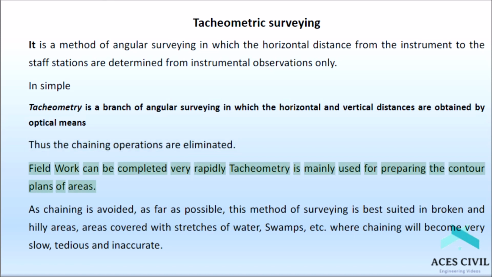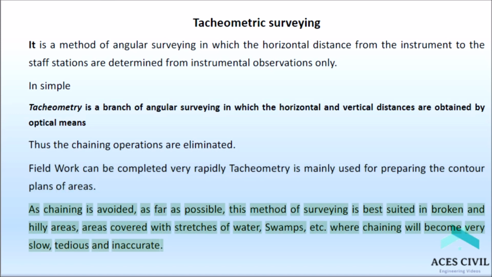Field work can be completed very rapidly. Tacheometry is mainly used for preparing the contour plans of areas. As chaining is avoided as far as possible, this method of surveying is best suited in broken and hilly areas, areas covered with stretches of water, swamps, etc., where chaining will become very slow, tedious, and inaccurate.